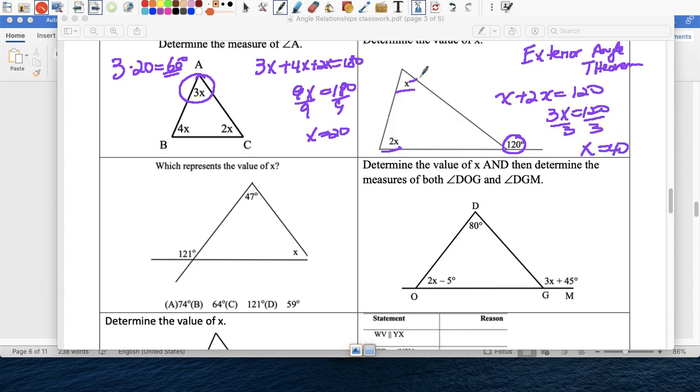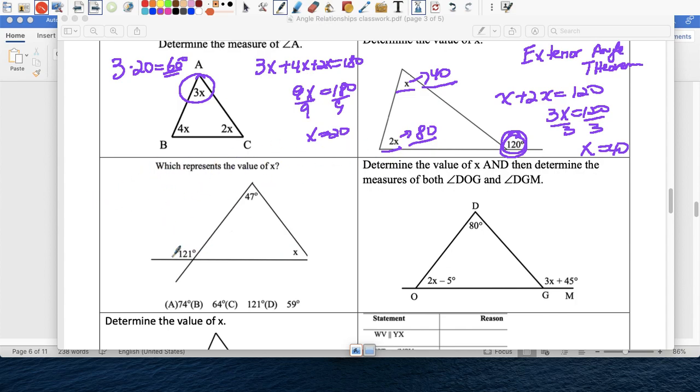So x is 40, which makes this guy here 2 times 40, which is 80. And realize that, hey, this 40 and 80 is 120, which is exactly the same value as that exterior angle. Repetition. So again, it's the exterior angle theorem.